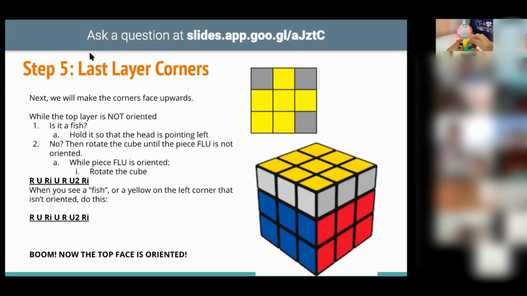This piece over here is not looking upwards. If you were to hold it like this, this piece is looking upwards. This yellow is looking upwards like this. Your goal is to hold it like this. And remember, this is only if it is not a fish. If it's not like this, it's a fish. If it is a fish, you're going to hold it pointing to the left and perform the algorithm. And you just keep on repeating that. Oh, this is another fish, so it's pointing to the left. Eventually, all of your yellow will be facing upwards.